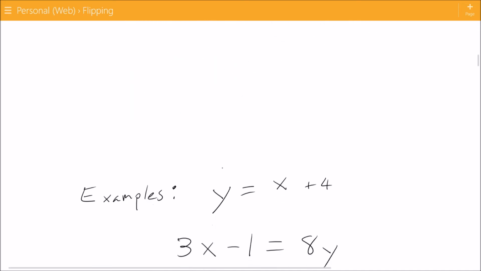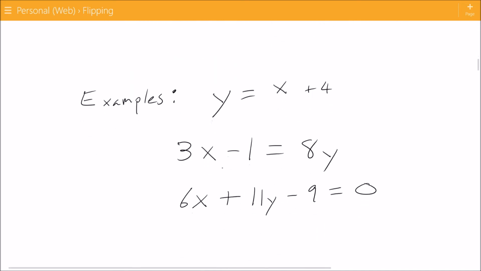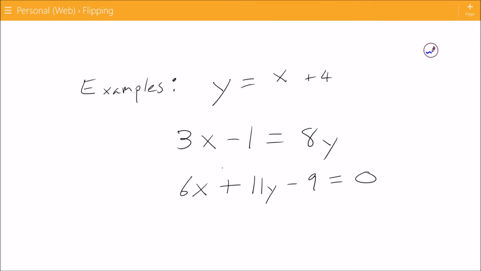So let's take a look at some examples of some linear equations. y equals x plus 4. This works. I have two variables. I've got y, I've got x. Also, I've got both of these to the first power. All linear equations must have variables at the first power. Anything more than that, then that starts to change things. It's no longer a linear function.